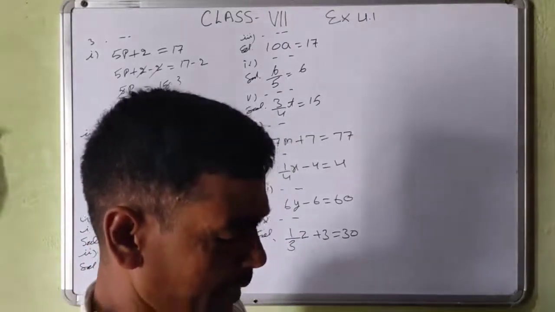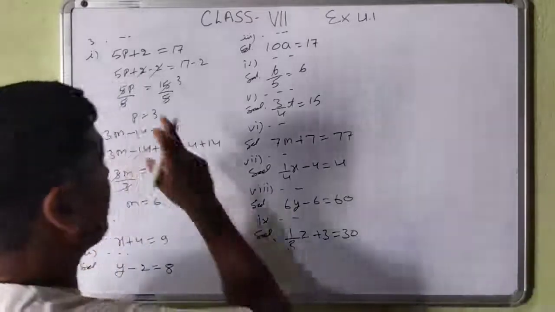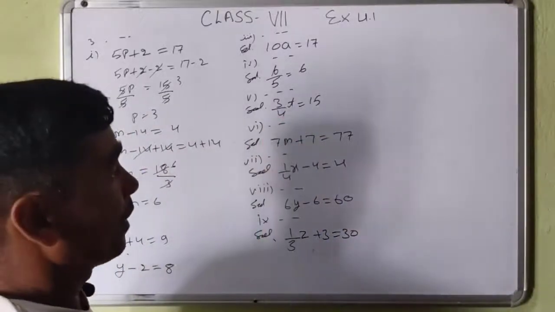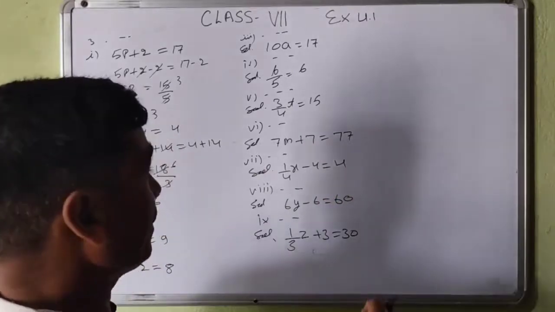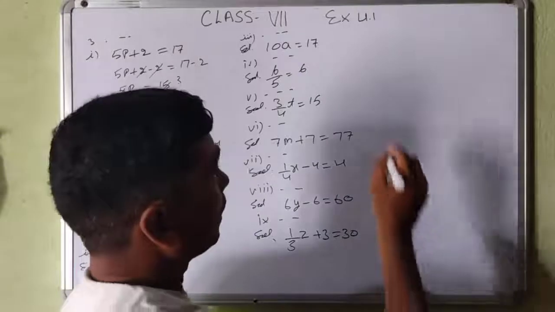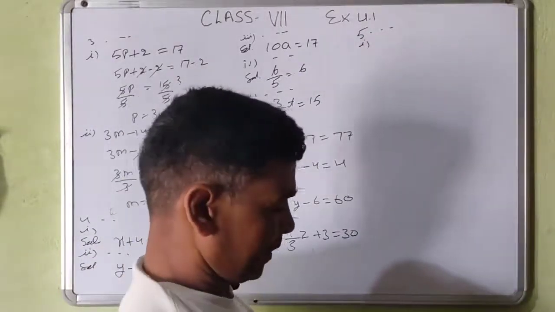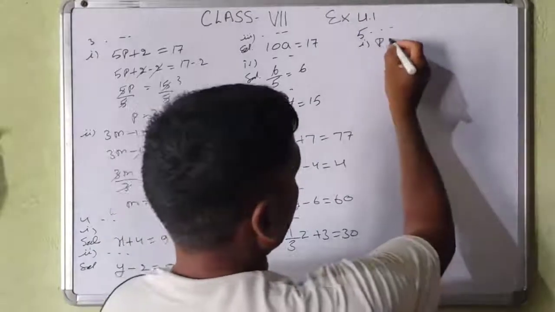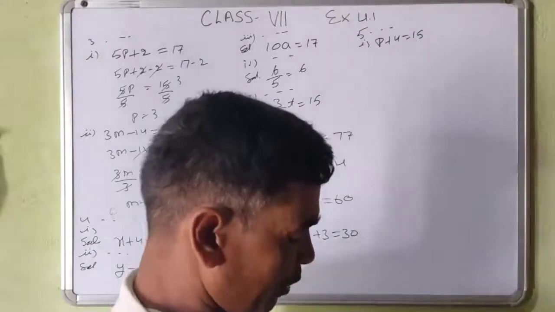Question number 5, write the following equation in statement form. It means the fourth question we wrote in algebraic form, and the fifth question we will write in statement form. That's the opposite of the fourth question. So the first part is P plus 4 is equal to 15.